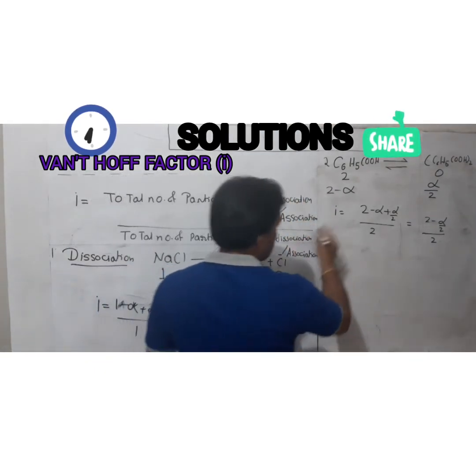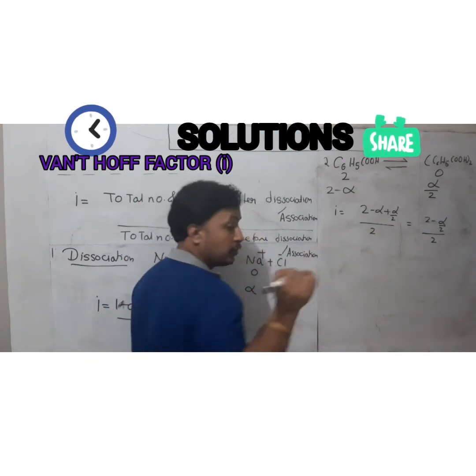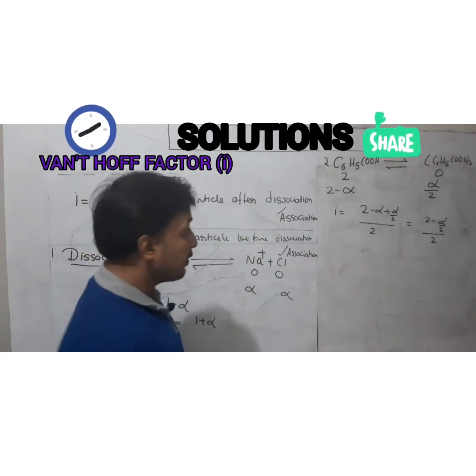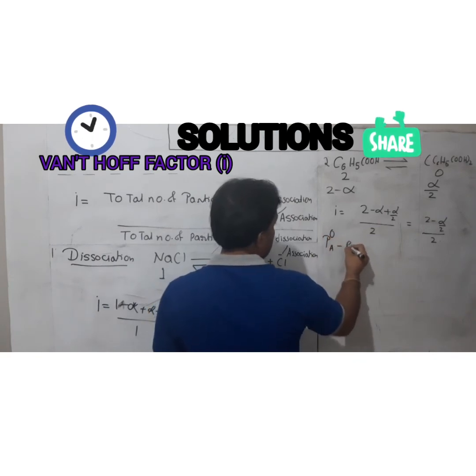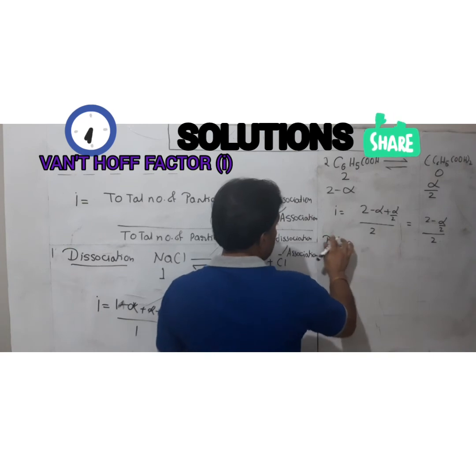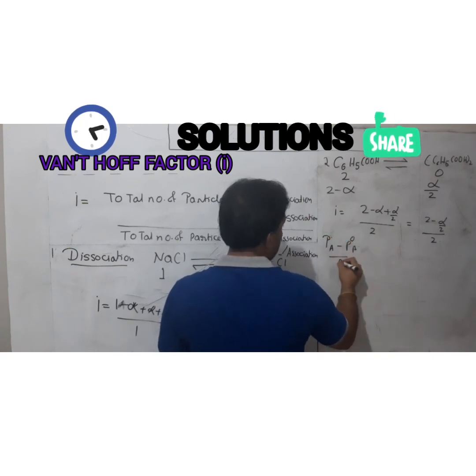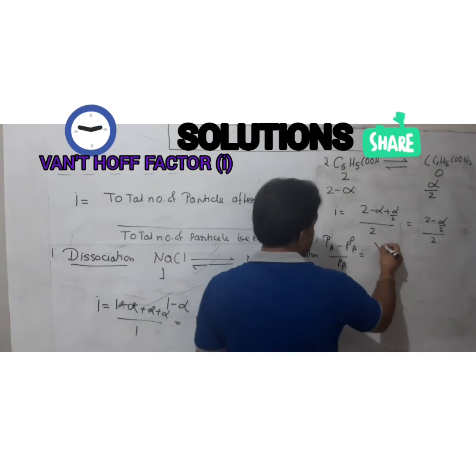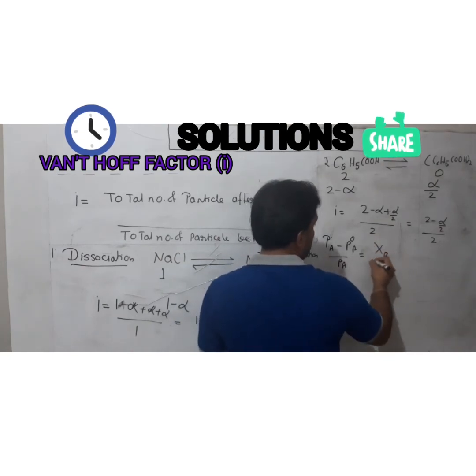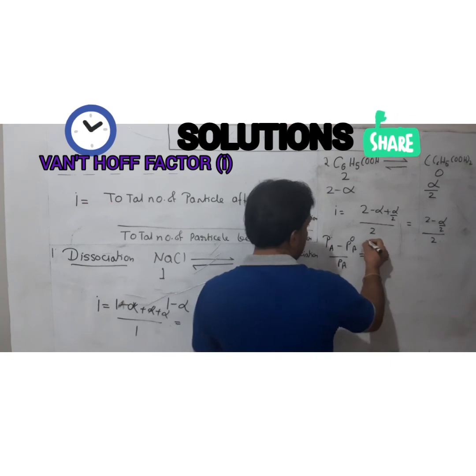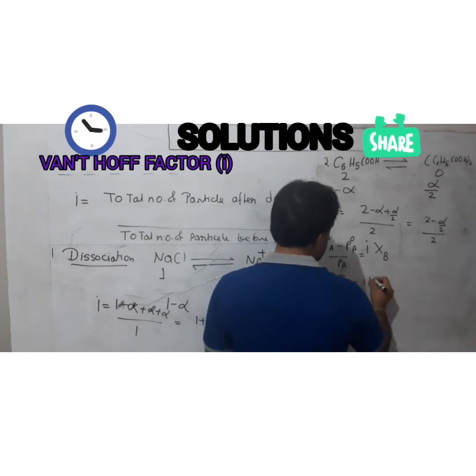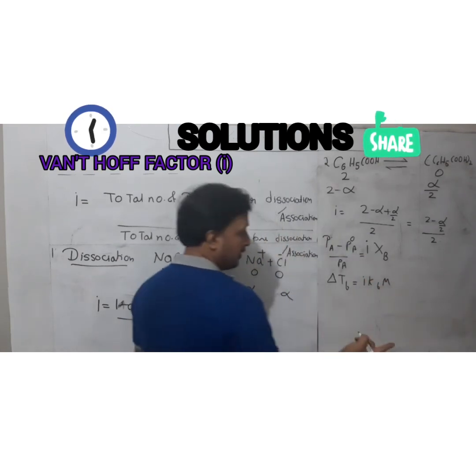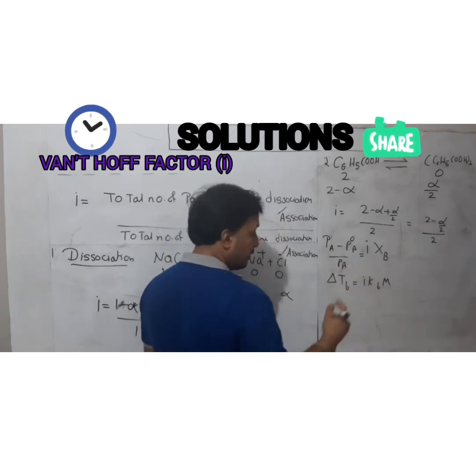Then once you find the Van't Hoff factor, you can directly introduce this Van't Hoff factor in the colligative properties, like relative lowering of vapor pressure. If you remember, (P naught A minus PA) upon P naught A is equivalent to X, that is the mole fraction of the solute. So we'll be using i with it. If suppose the elevation in the boiling point is there, that is delta Tb equal to i Kb m, it is going to be like that. Only i is going to be introduced with every colligative property.